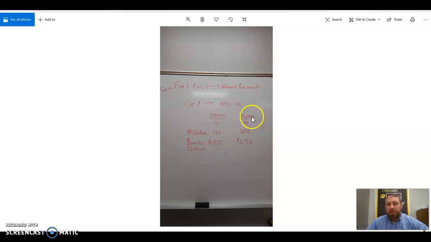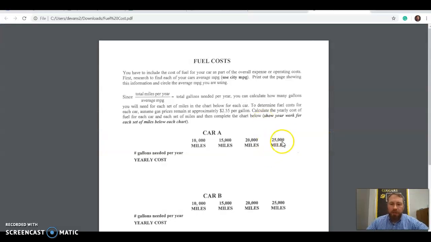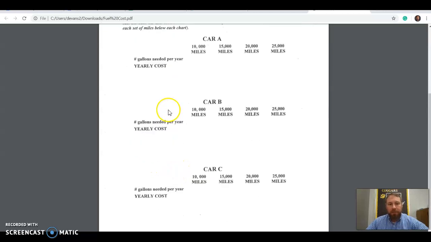All right, once again, we're taking 15,000 this time, we're dividing by 14, we end up with 1,071. We're going to take this 1,071 and multiply it by 2.55. That gives us a total fuel cost of $2,732 per year. You'll continue to do this for 20,000 and 25,000 for each of the vehicles, and that's how you take care of this fuel cost worksheet.